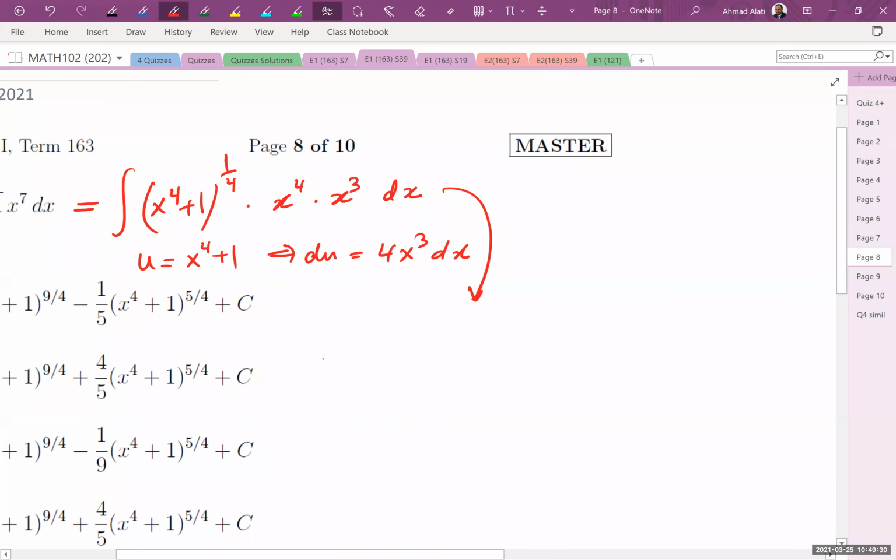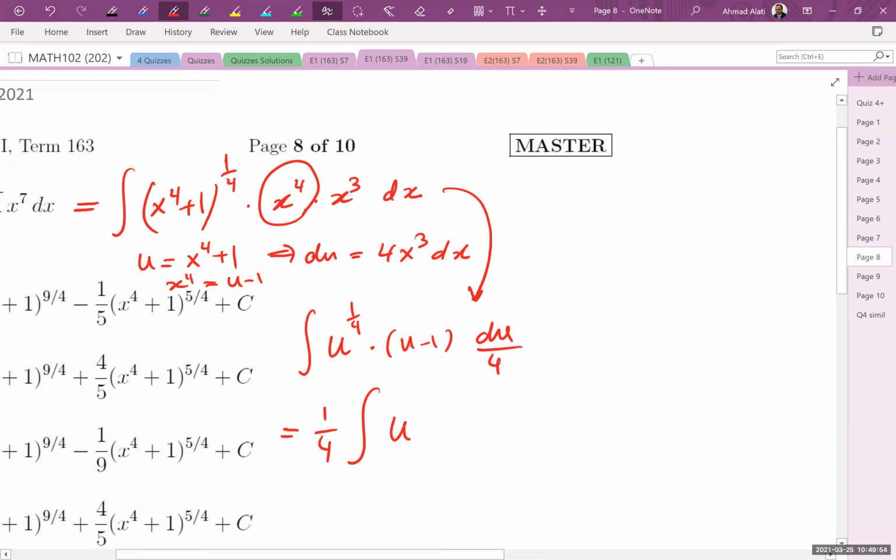So according to that, what will we have here? This integral will be equal to u to the power 1 over 4 times, from here, what is x to the power 4? X to the power 4 will be u minus 1. So here we will have u minus 1 instead of x to the power 4. And that one at the end, x cubed dx, is just du over 4. So this integral will be equal to 1 over 4 out, u to the power 1 over 4 du. This is 1 over 4 times u to the power 9 over 4 multiplied by 4 over 9. I will leave it for you, Shabab.